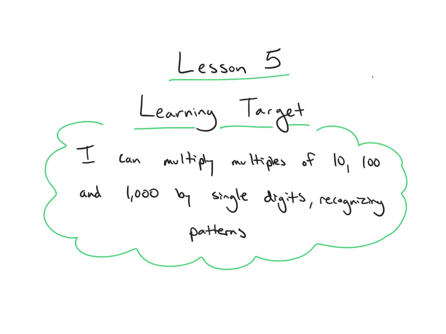This is a video lesson for Module 3, Lesson 5. The Lesson 5 learning target is I can multiply multiples of 10, 100, and 1000 by single digits, recognizing patterns.